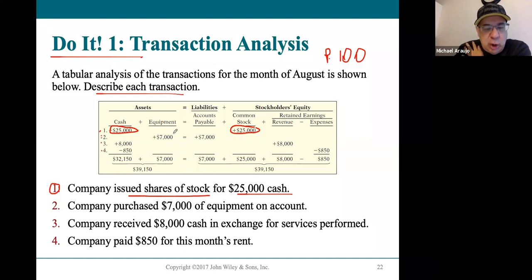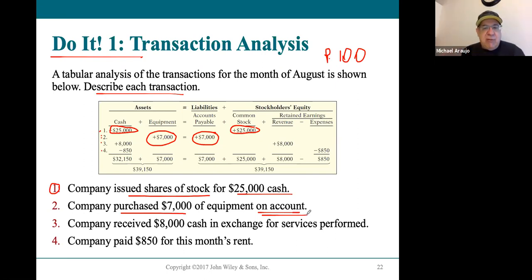Transaction number two shows that we have more equipment, but we also have more accounts payable. So obviously we bought equipment and we got a bill. We're going to pay for that equipment later. And so what happened here is the company purchased $7,000 of equipment on account. Remember, that little phrase is going to happen a lot in accounting. So you should probably know what this phrase means, that we bought something without paying for it now. We got a bill. That bill is due in 30 days. If it's due in 30 days, as most bills within 30 days are, it's accounts payable.